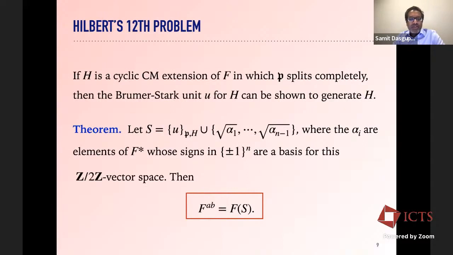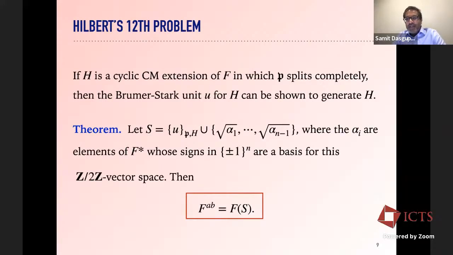Okay, so in this direction, we want to say, what is the extension? What is the field generated by the Brumer-Stark units? So if H is a cyclic CM extension of F in which P splits completely, then you can show that the Brumer-Stark unit for H, if it exists, generates H. Okay, generates the field H. And since the cyclic extensions generate the field, you can basically get all CM abelian extensions of F this way.